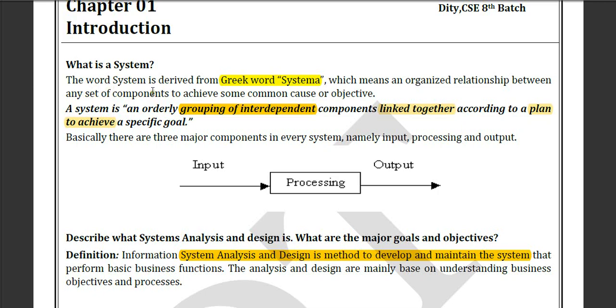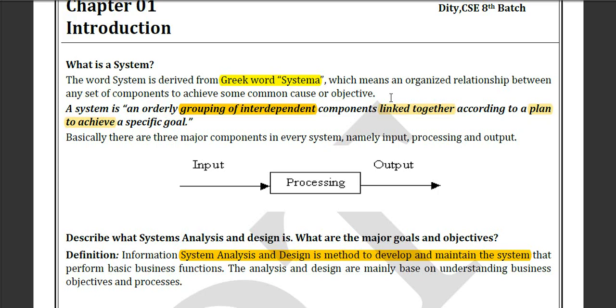The word system is derived from a Greek word, systema, which means the organized relation between any set of components to achieve some common cause or object. That means if you want to do a task and you have done some work with some materials, the whole task and materials together are called a system.